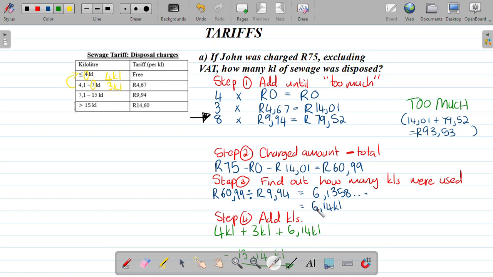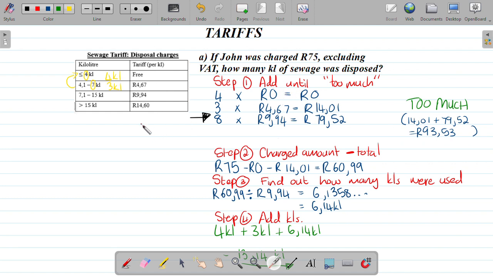Are you struggling with knowing how to calculate the units of usage for sewage or water, electricity if they give you the amount that was charged for the person or for the household? Well, that's what we're going to be looking at today. In the previous video, you can go have a look, we were told how many units somebody used and we had to calculate how much they should be charged. In this video, it's the opposite. They tell us how much somebody was charged and we must calculate how many units they were charged for or how many units they used.